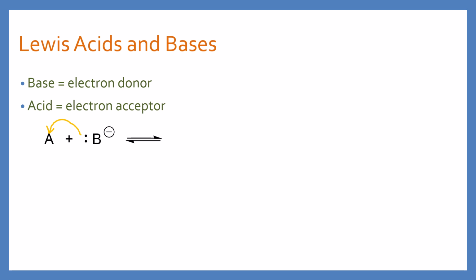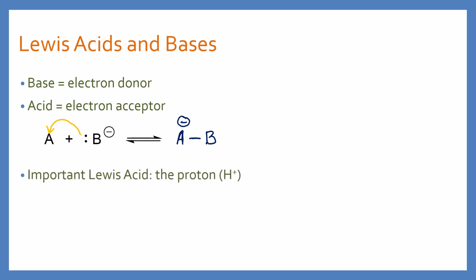And this gives us a Lewis acid, Lewis base complex, where we have a bond between A and B, and A is likely to be negative at this point. So this is a Lewis acid, Lewis base complex.